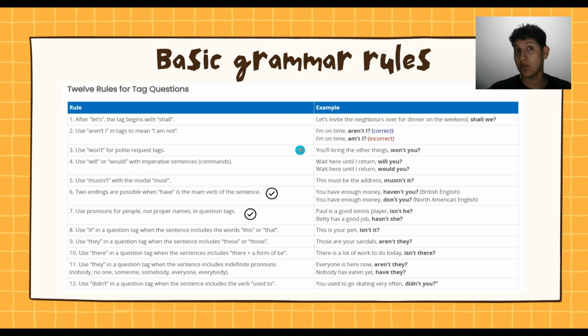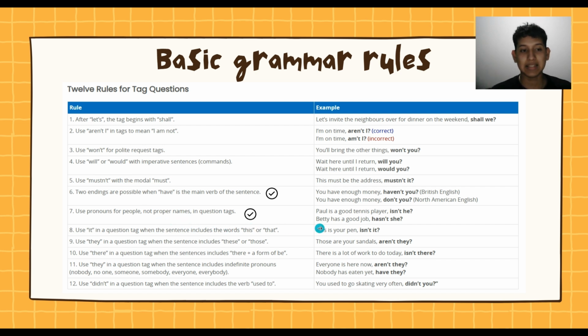You'll bring the other things, won't you? Use will or would with the imperative sentence, well, something that you must request or you are commanding. Use mustn't with the modal must. Use it in a question tag when the sentence includes the word this or that.